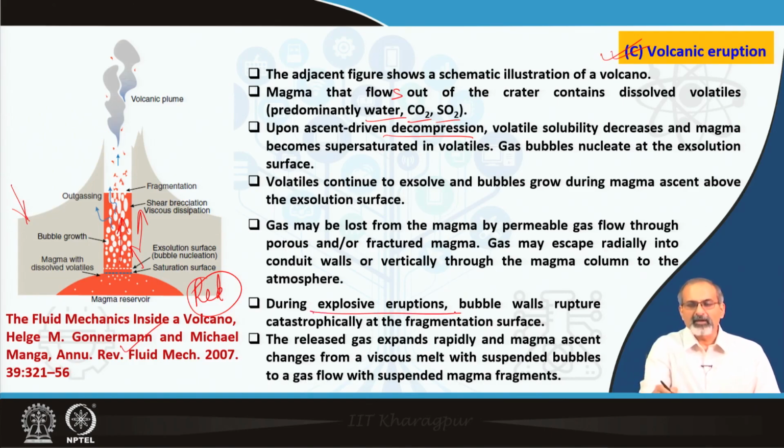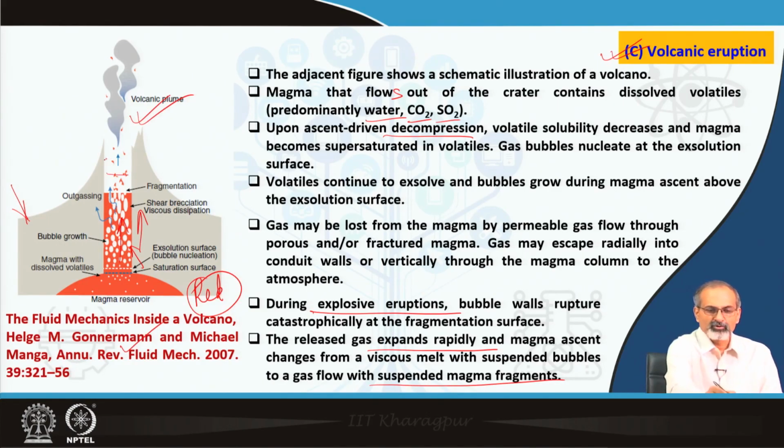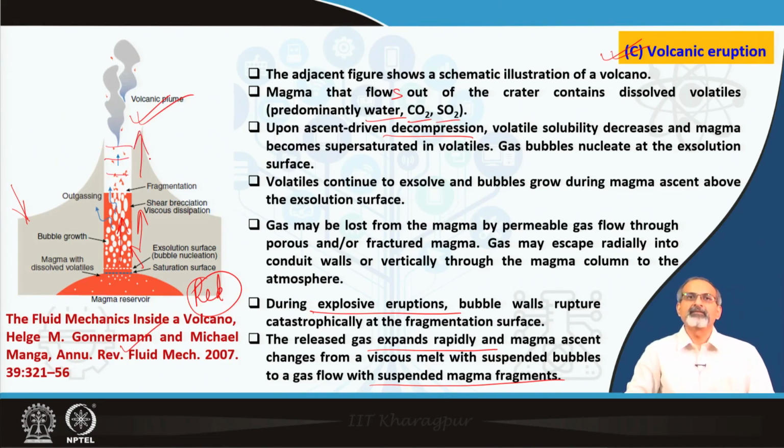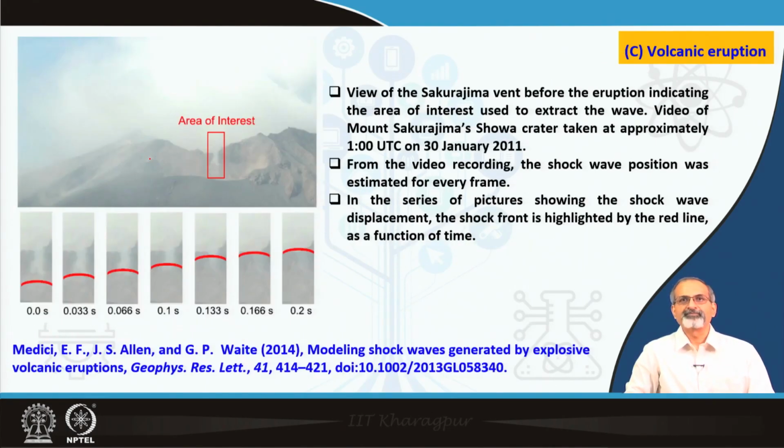During explosive eruptions, bubble walls rupture catastrophically at the fragmentation surface. The released gas expands rapidly and magma ascent changes from a viscous melt with suspended bubbles to a gas flow with suspended magma fragments, and these are usually released at extremely high velocities in the form of very energetic volcanic plumes. They could be so fast that this may propagate through the crater in the form of a shock front, moving up and releasing into the atmosphere several kilometers, or at times tens of kilometers, up into the atmosphere.